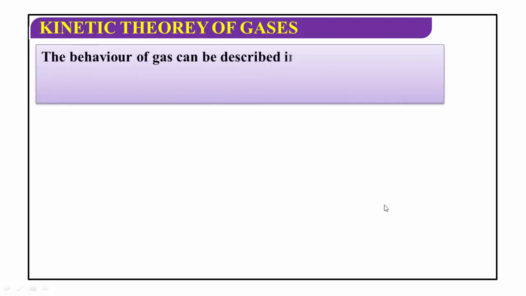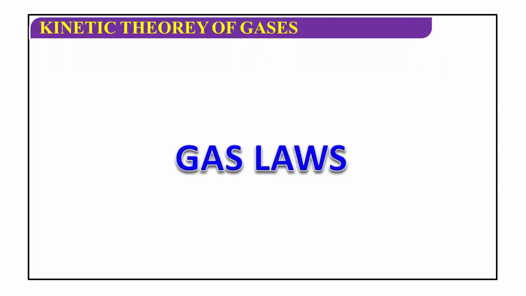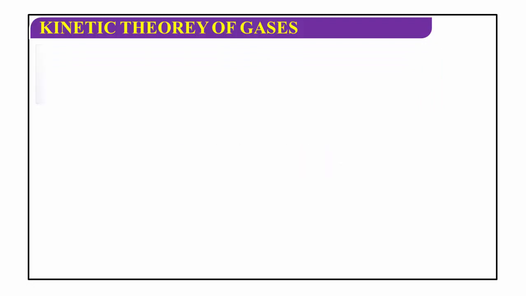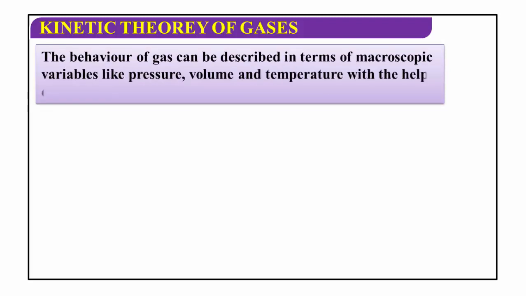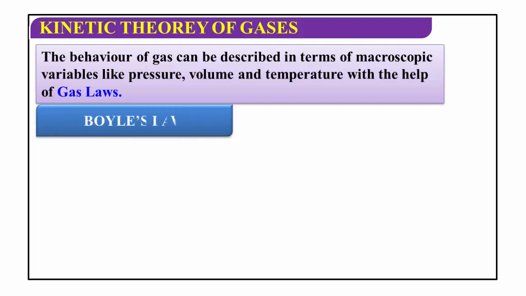The behavior of gases, or the behavior of the kinetic theory of gases, can be described in terms of macroscopic variables. Macro means very large, like pressure, volume, and temperature, with the help of gas laws. It is a very important concept in this topic.